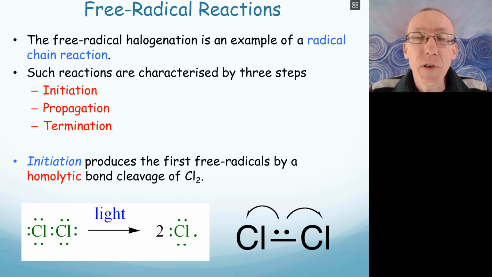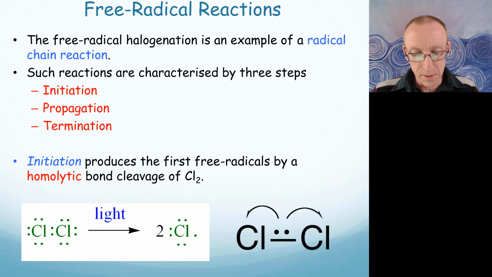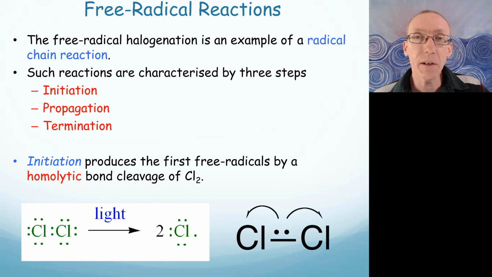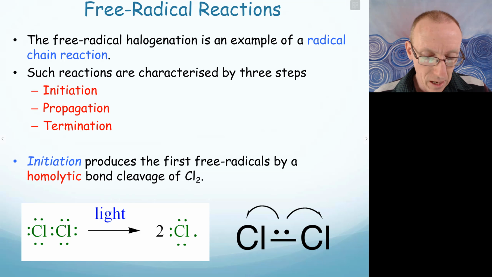So how do these reactions work? Well, they're free radical reactions, and they're a type of free radical reaction called a free radical chain reaction. Free radical chain reactions have three different types of steps in the mechanism. There's initiation, there's propagation, and there's termination.